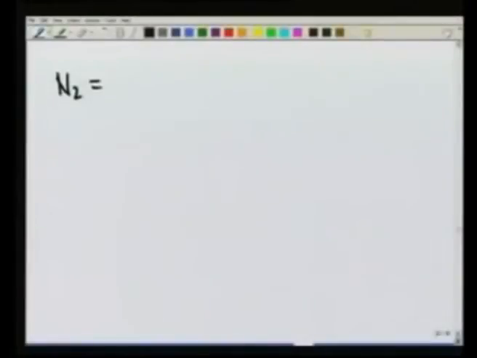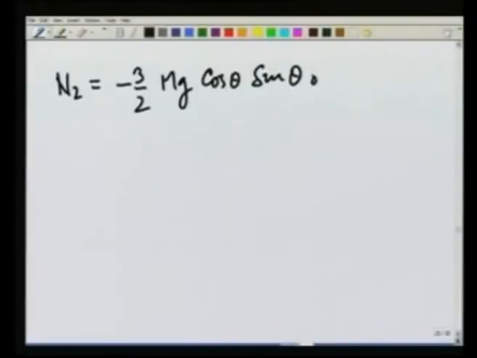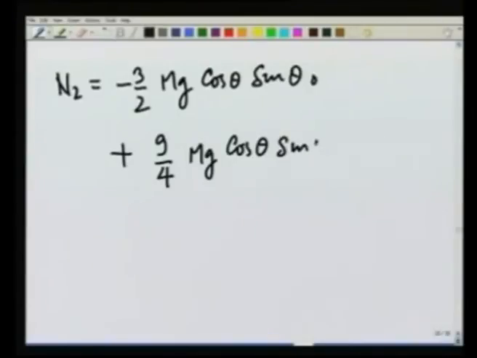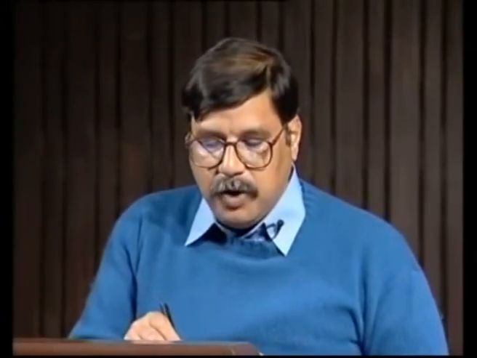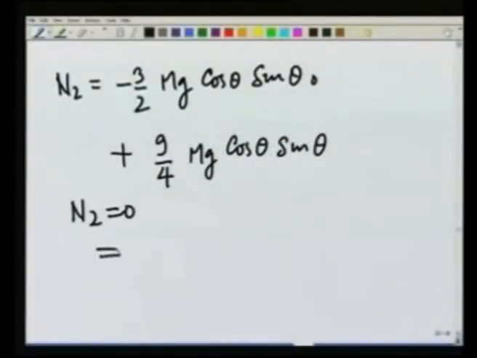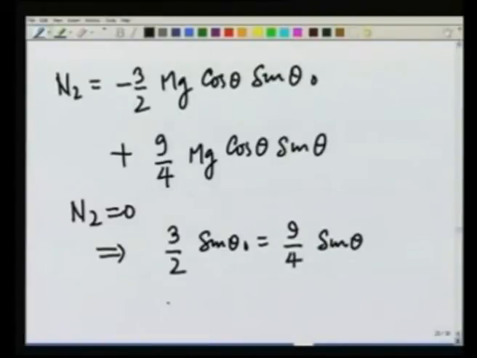Let us add all of them together and we get N2 is equal to minus 3 over 2 m g cosine theta sin theta 0 plus 3 over 4 plus 3 over 2 is 9/4 m g cosine theta sin theta, and the point where the ladder leaves the wall N2 is 0, and this gives me 3 over 2 sin theta 0 is equal to 9 over 4 sin theta, or sin theta equals 2/3 sin theta 0.